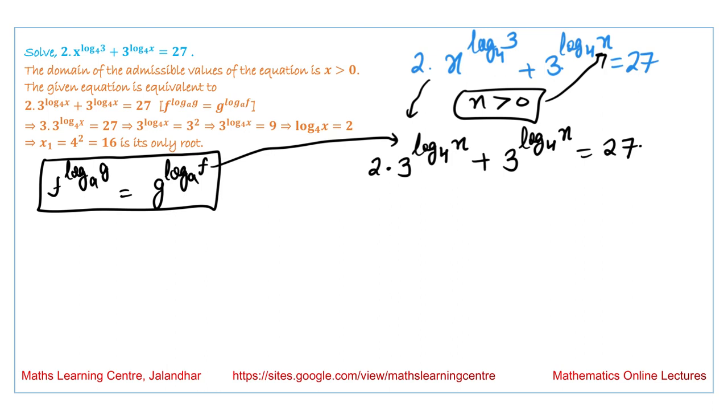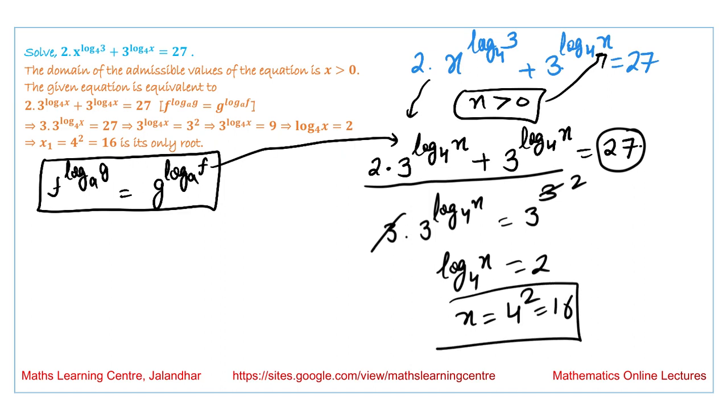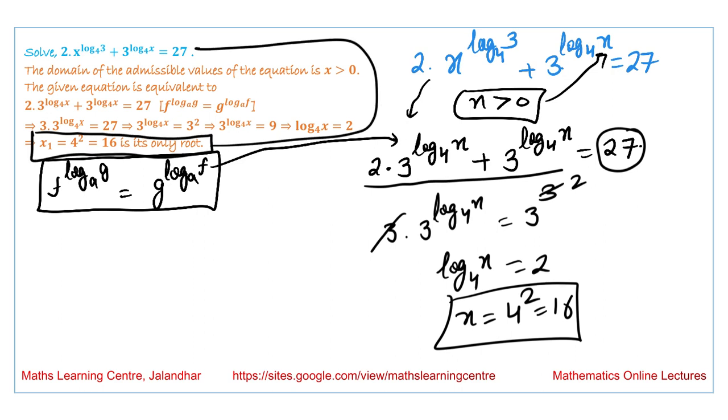Now if we add both these values, we obtain 3 into 3 raised to the power log x to the base 4 is equal to 3 raised to the power 3. This gets cancelled, it is 3 raised to the power 2. So we obtain that log x to the base 4 is equal to 2. So from this we are getting that x is equal to 4 raised to the power 2, which is 16. So we are saying that x is equal to 16 is the only root of this equation.